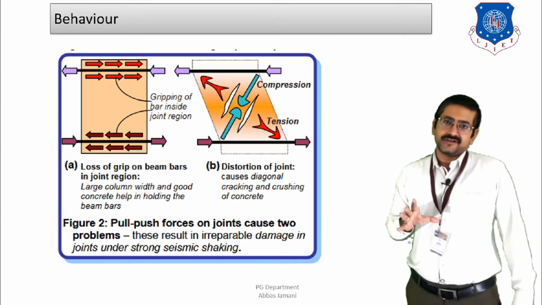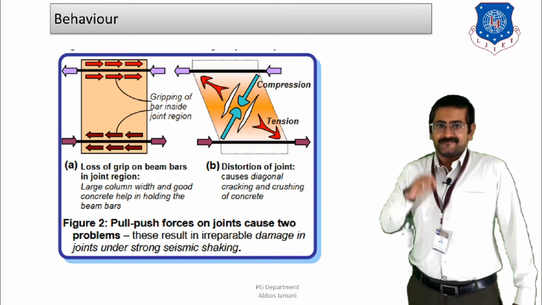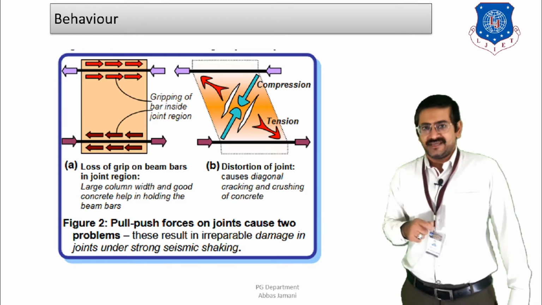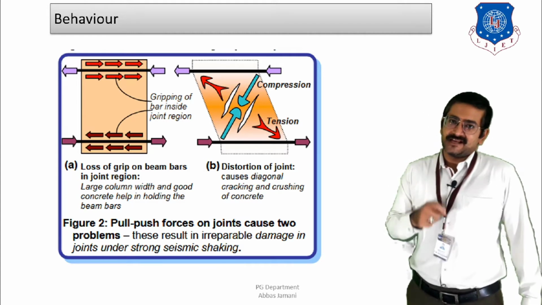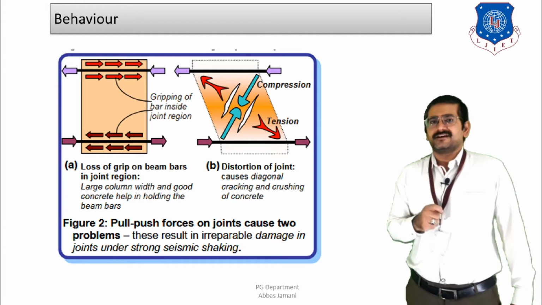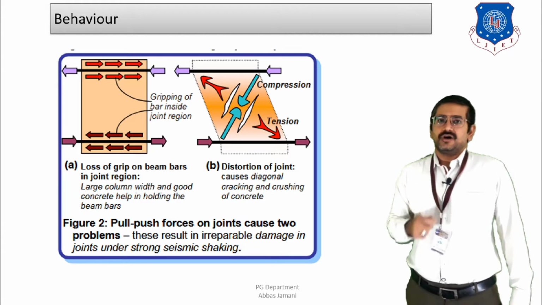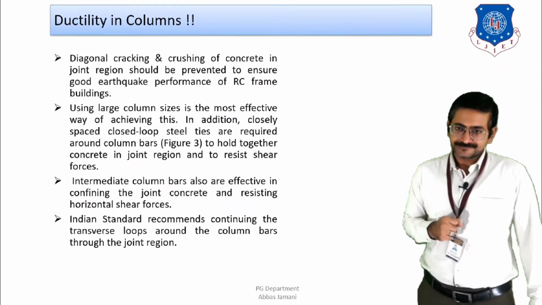or the crushing of concrete is likely to be initiated, which is shown in the form of distortion of the joint. And when this distortion of joint is there, the type of damage is likely to be of irreparable nature, which is going to be very difficult to repair. And that is why some solution has to be brought, which is going to avoid this crushing of concrete. Right?